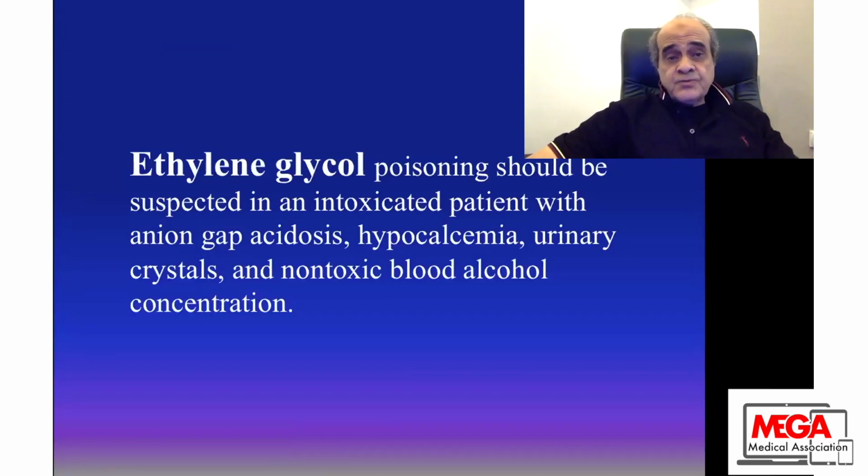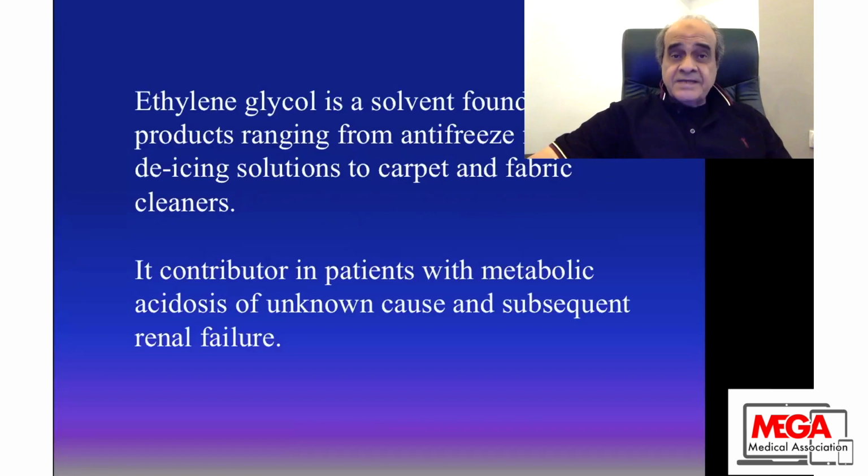Ethylene glycol poisoning should be suspected in an intoxicated patient with an anion gap acidosis, hypocalcemia, urinary crystals, and non-toxic blood alcohol concentrations. Ethylene glycol is a solvent. Propylene glycol also is a solvent for many drugs, and so suspect alcohol intoxication when using some drugs. Ethylene glycol is a solvent found in products ranging from antifreeze fluids, de-icing solutions, carpet and fabric cleaners, all containing ethylene glycol, and toxicity will occur if we consume too much. It contributes to patients with metabolic acidosis of unknown cause and subsequent renal failure.